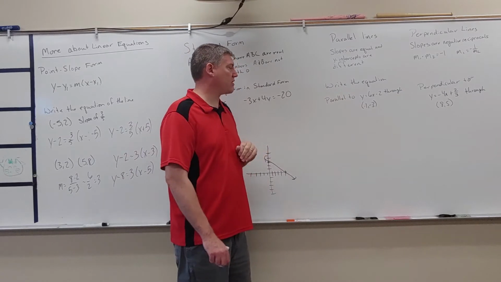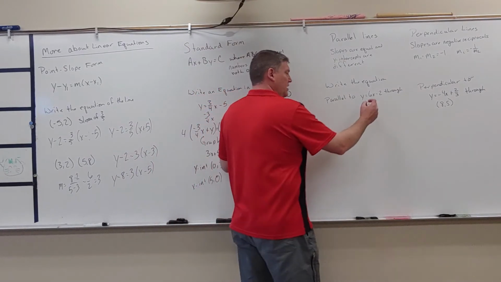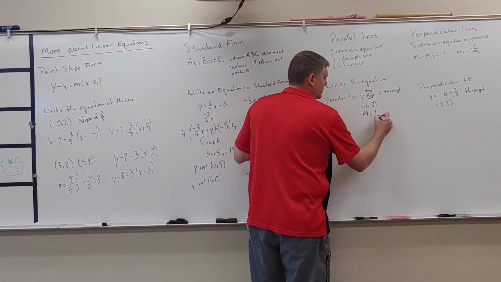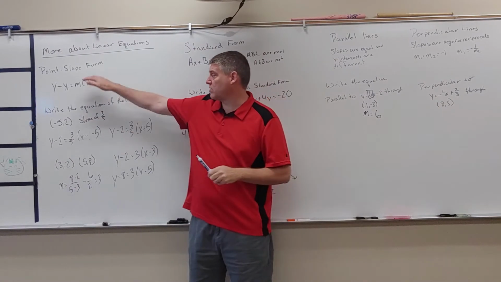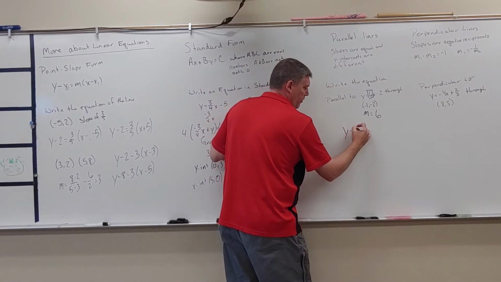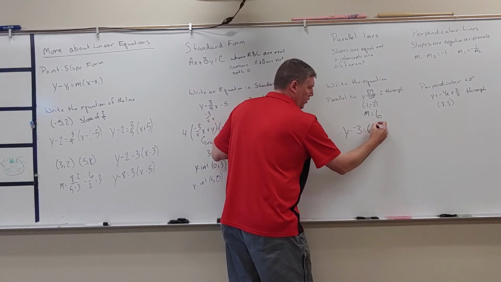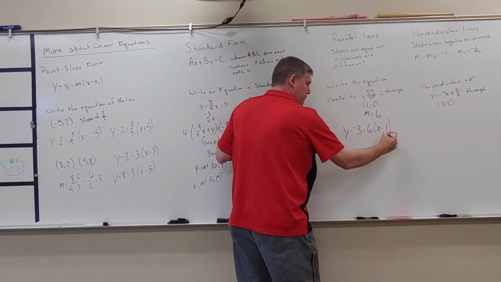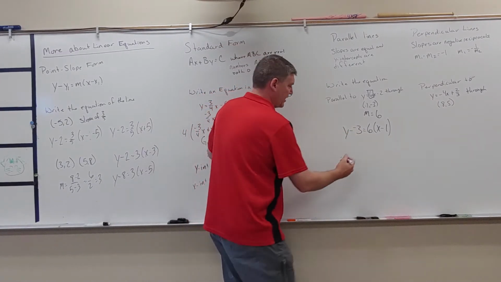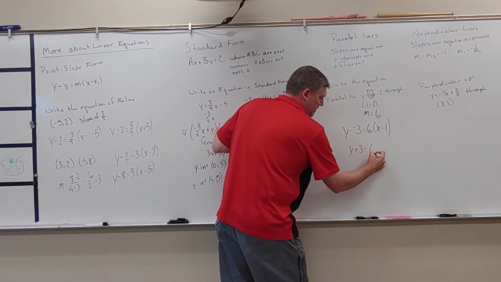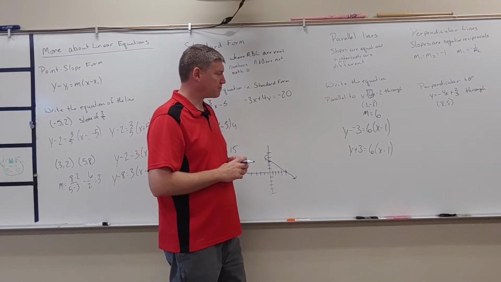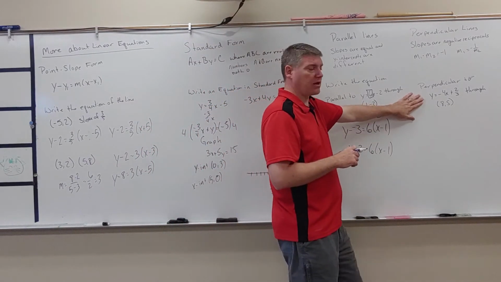So now it says write the equation, parallel. So the key, anytime I'm looking at that, is I want to look at that slope. So now I know my slope is equal to 6. Well, I'm going to go back here and use my point slope form. So I have y minus my y-coordinate, which is -3, equals my slope, x minus my x-coordinate. Now, a lot of you understand that minus a -3 is actually going to be a +3. But they're equivalent. So they're equivalent expressions. So now perpendicular, which is a little bit harder to understand.